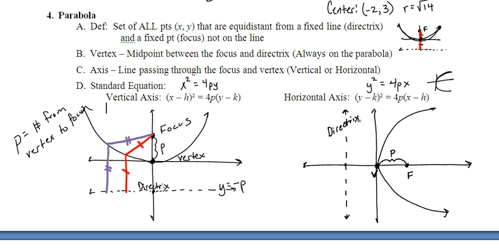And now, because it's a vertical line, and directrix always has to be the equation of a line, a vertical line we know is x equals, and in this situation, with our vertex here at the origin, it would be equal to a negative p.